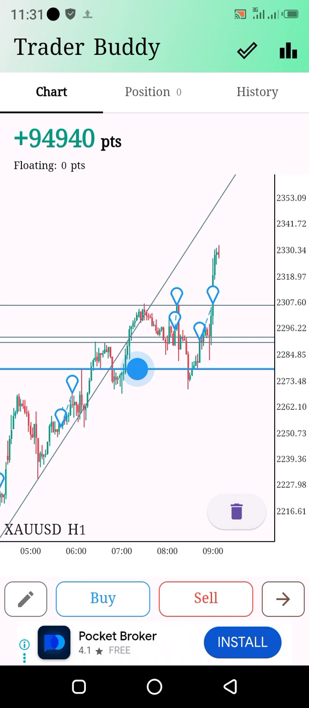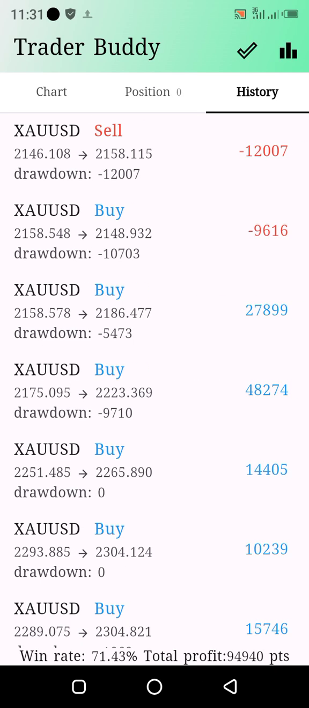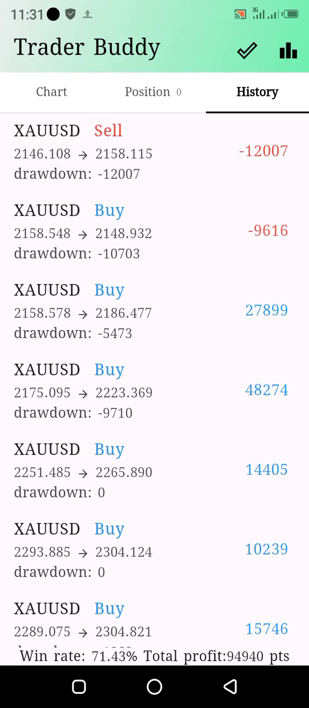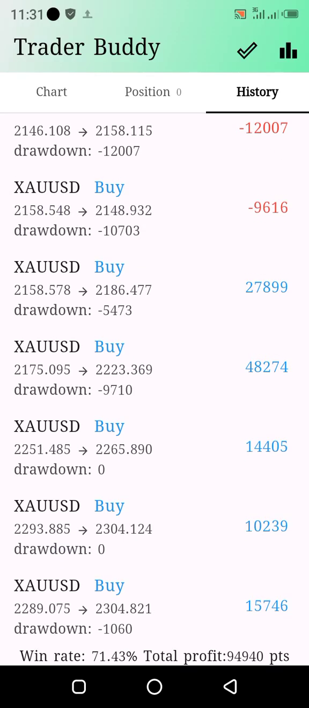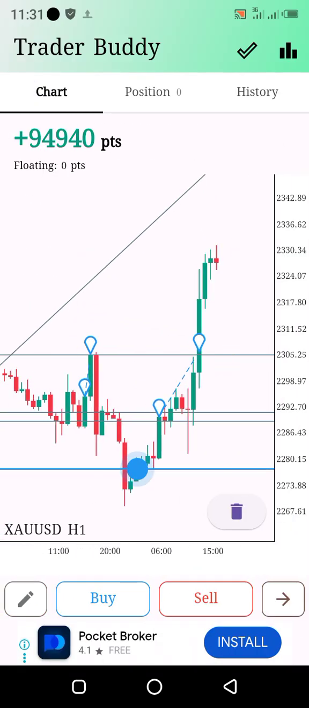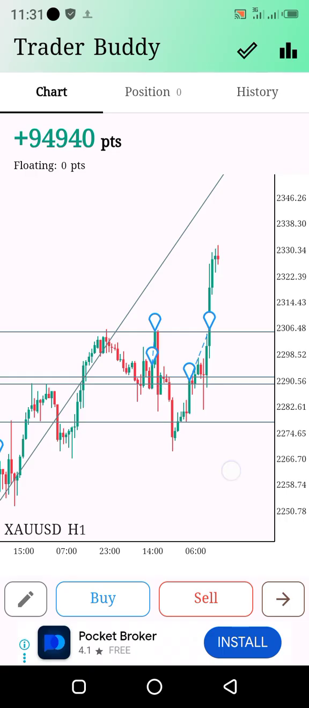Okay, so price made a new higher high. How many positions have I taken today? Let me see. 1 2 3 4 5 6, 1 2 3 4 5 6 7. I have 3 positions left. Okay, so again, price has made a new higher high.